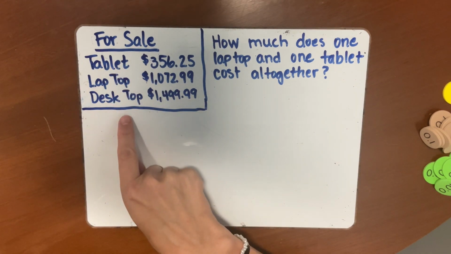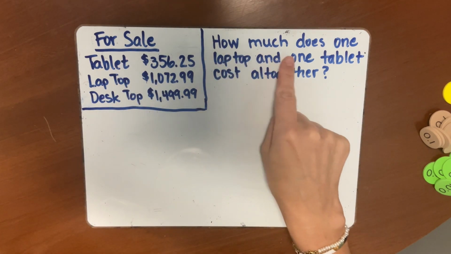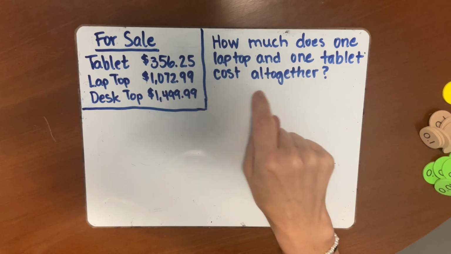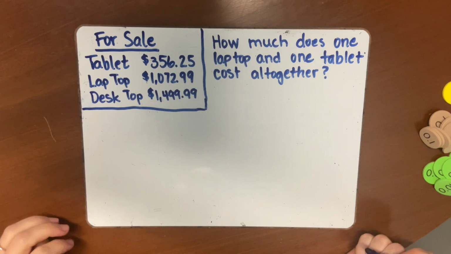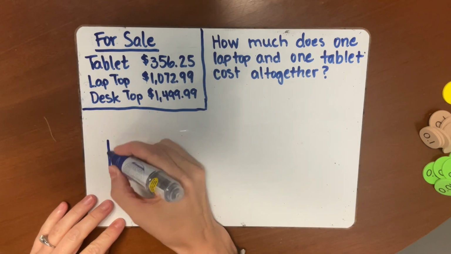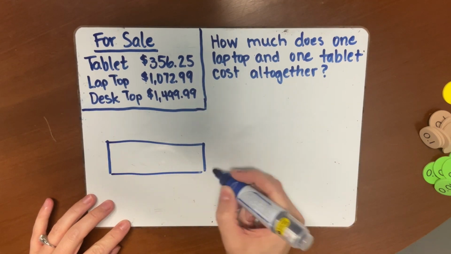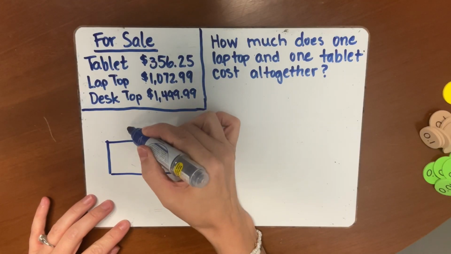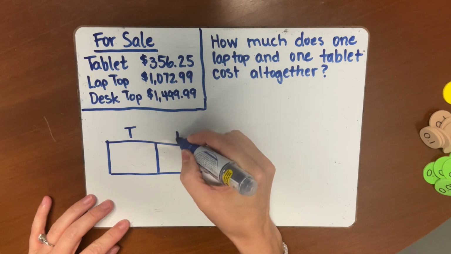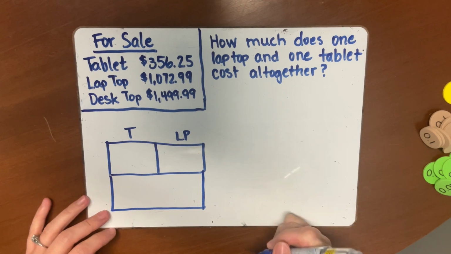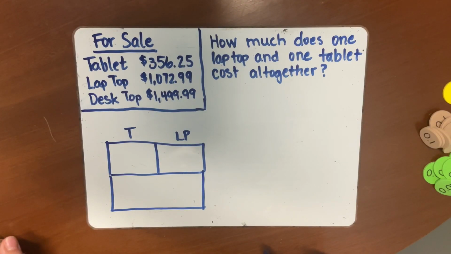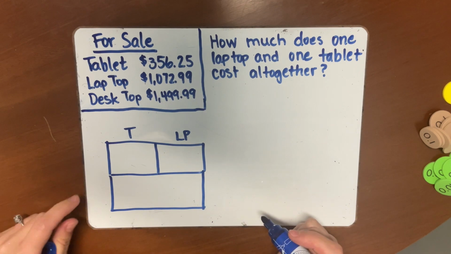A tablet, laptop, and desktop are for sale. How much does one laptop and one tablet cost altogether? Well, let's make sense of this problem with a tape diagram. I know that I want to know how much is the tablet and how much is the laptop all together. So, what would go in my boxes on this tape diagram? Pause the video and decide. Okay, let's see how you did.